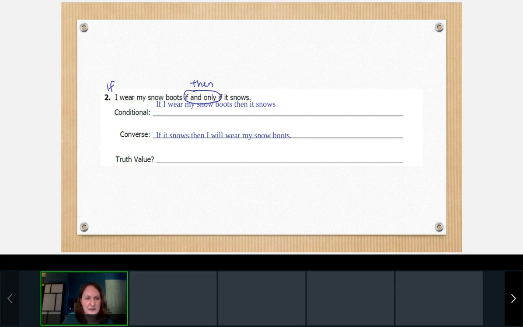Let's talk about the truth value. If I wear my snow boots, then it snows. Do you think that's true? Yeah, that's false. If that was true, it would snow at my house all the time because my daughter loves her snow boots. They're blue with Elsa on them. So if she wore her snow boots and that's what triggered the snow, we would have a winter wonderland in Virginia every day. So that's not true. Just because you're wearing your snow boots doesn't mean that it's snowing. So that conditional is false.